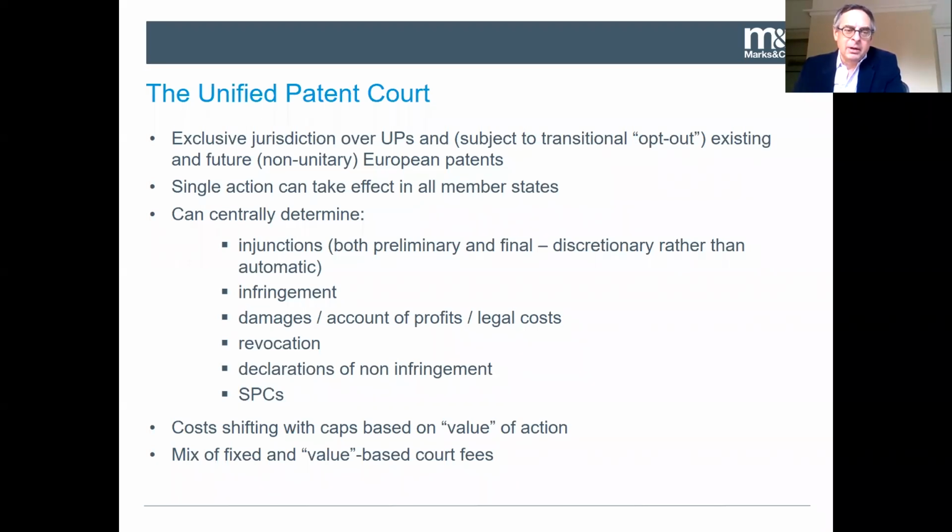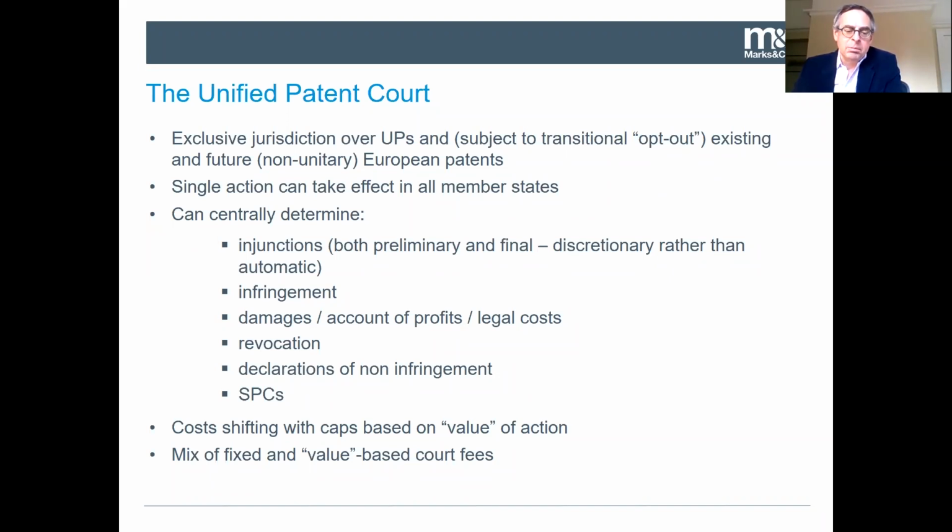The court will be able to award costs to the winning party. The way that will work is that each action is going to be given a notional value, which the court will have to decide, presumably, if the parties haven't agreed, and that will set a cap on the amount of cost that a losing party will be ordered to pay to a winning party.